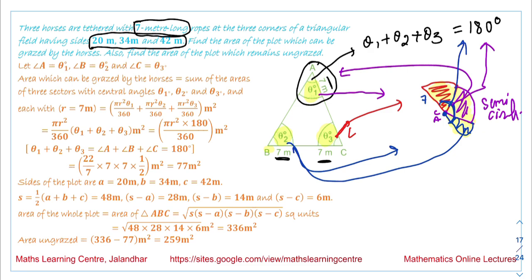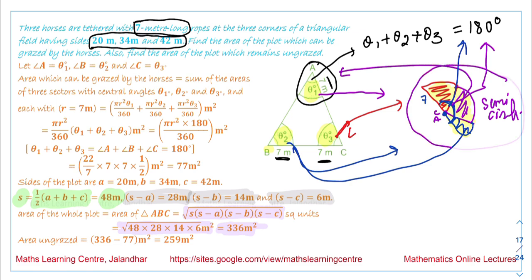So we are going to use Heron's formula. We calculate the semi-perimeter: 1 by 2 times A plus B plus C. The answer you will get is 48 meters. Next we calculate S minus A, it is 28. S minus B, it is 14. And S minus C, it is 6 meters. We substitute these values in Heron's formula, the square root of S into S minus A, S minus B, S minus C. When we substitute these values, you will get the area of this triangle. It is 336 meter square.